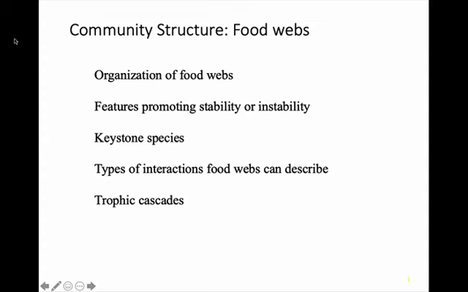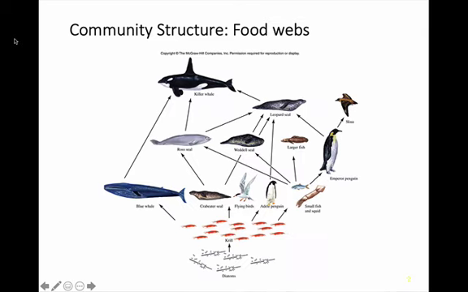So first, what is a food web and how are they organized basically? Well, here's a picture of a somewhat unusual food web actually. This is the Antarctic marine food web. And one of the really interesting things about it, one of the reasons I want to show it, is because it's kind of different from the way that we think of most food webs.